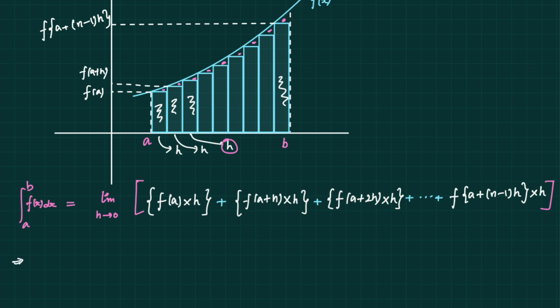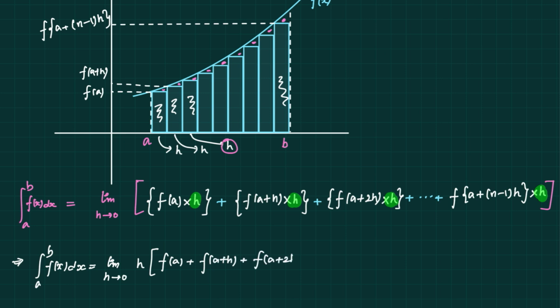So this implies integration from a to b f of x dx equals limit h tends to 0, and here this h is present in each and every term, and there are total n number of terms here. So taking out that h common, we will have inside the bracket f of a plus h plus f of a plus 2h plus ... plus f of a plus (n minus 1) of h.